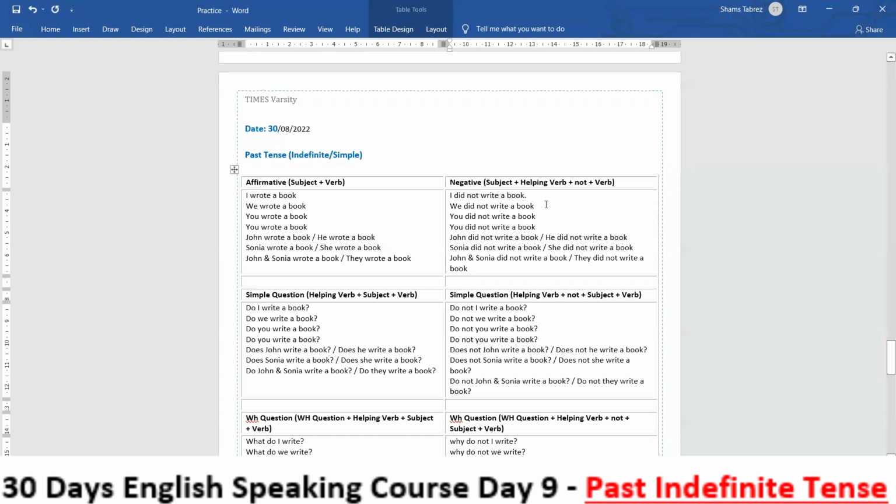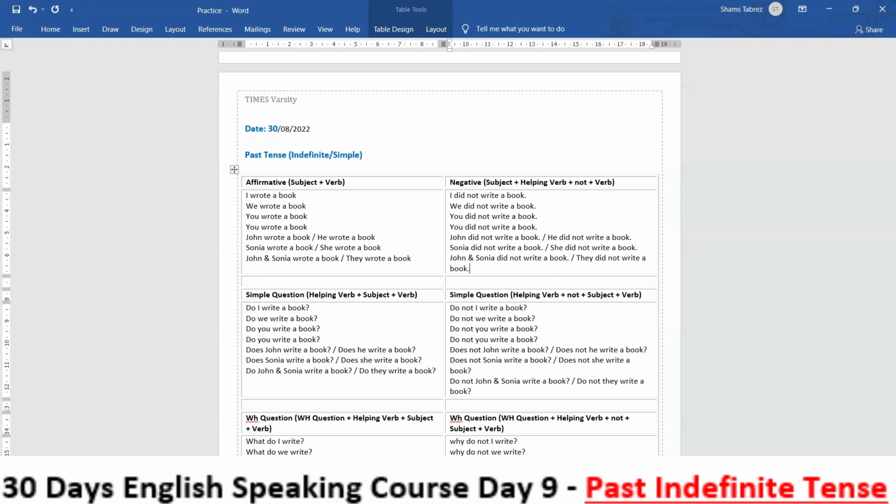Sonia did not write a book. Sonia ने book नहीं लिखा. She did not write a book. वो किताब नहीं लिखी. John and Sonia did not write a book. जॉन और सोनिया ने किताब नहीं लिखी.